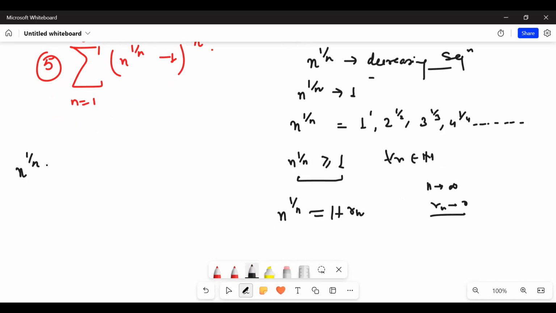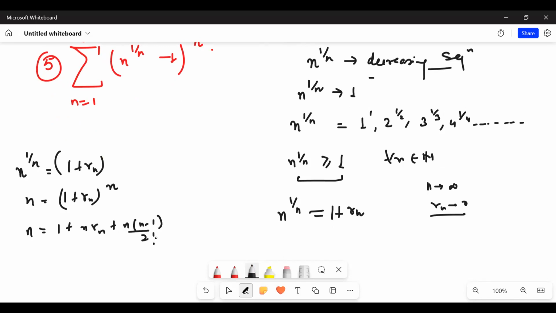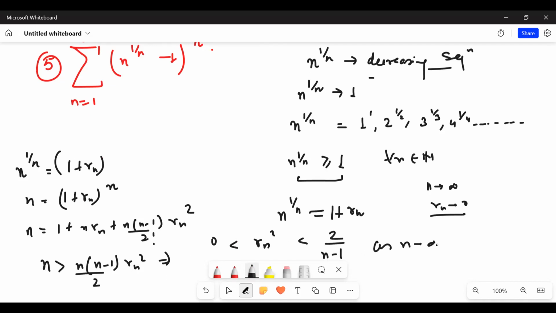n raised to power 1 upon n is equal to 1 plus Rn. And if I do this, n is equal to 1 plus Rn raised to power n. And so n is equal to 1 plus n times Rn plus n into n minus 1 upon 2 factorial Rn whole square. And from here, it's clear that n would be greater than n into n minus 1 upon 2 Rn square. And from here, it is clear that Rn square will indeed be greater than 0, but less than 2 upon n minus 1. As n tends to infinity, Rn tends to 0 by the Sandwich theorem.